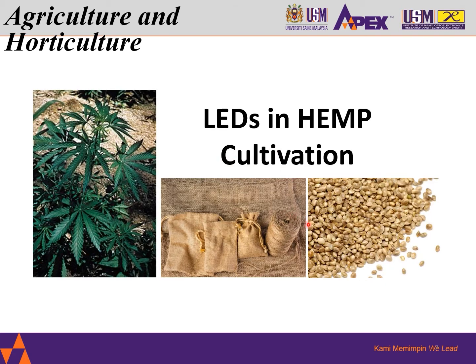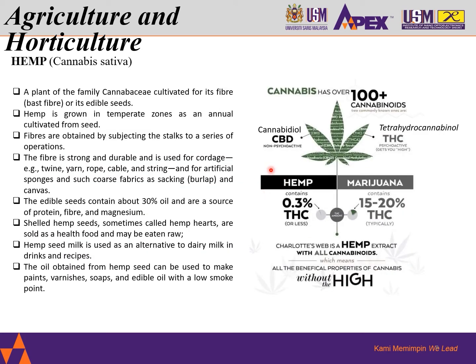LED in hemp cultivation. We mentioned earlier about the weed seeker, right? So now in terms of the cultivation itself, hemp, whose scientific name is Cannabis sativa, I think you all recognize with the term weed, right? For this application, a plant of the family Cannabis can be cultivated for its fiber, best fiber, or for edible seeds. This is grown in temperate zones as an annual cultivated seed.